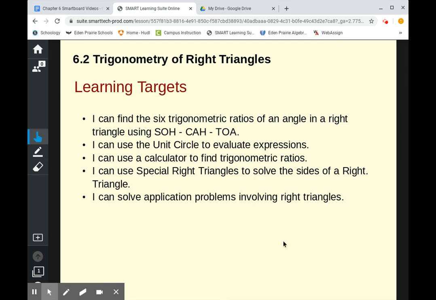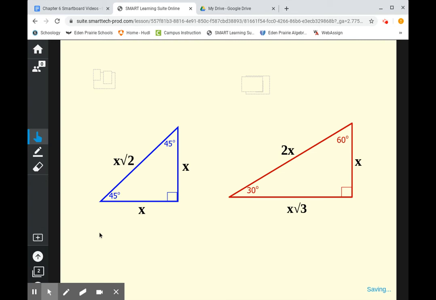Okay, we're going to continue on 6.2. We're talking a little bit about special right triangles and then some application type problems. Here are special right triangles, as you may have learned in geometry or FST. This first one is a 45, 45, 90 triangle. This one's called a 30, 60, 90 triangle.